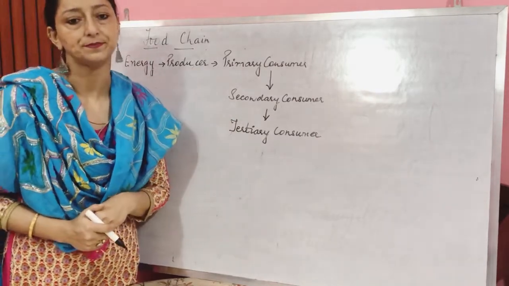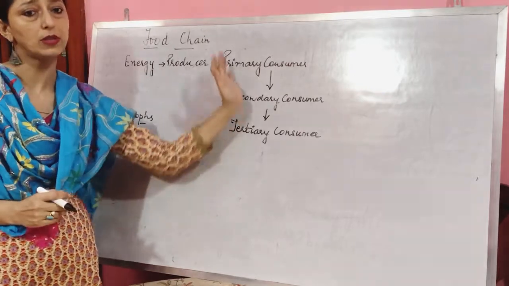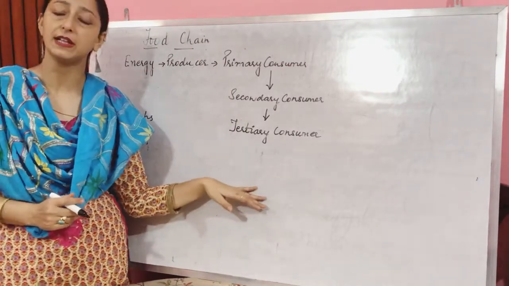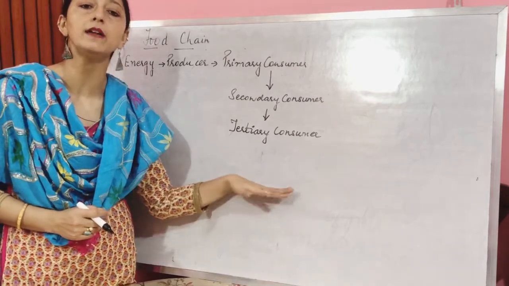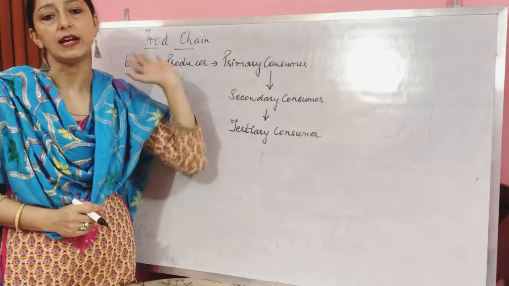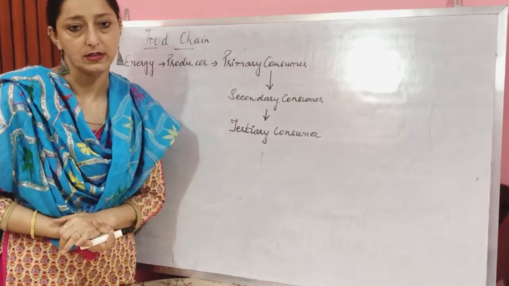Okay, so that is all about the different types of trophic levels. The base of the trophic level is constituted by the primary producers, and the trophic level ends at the top predators. Okay, children.